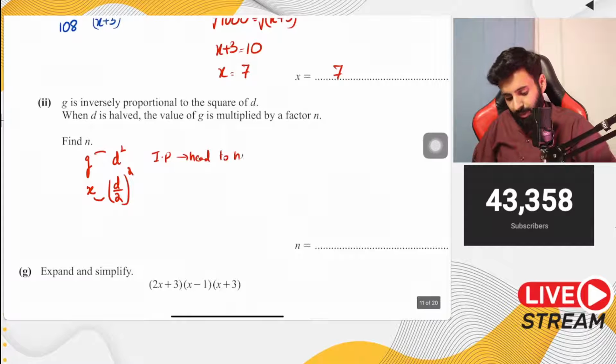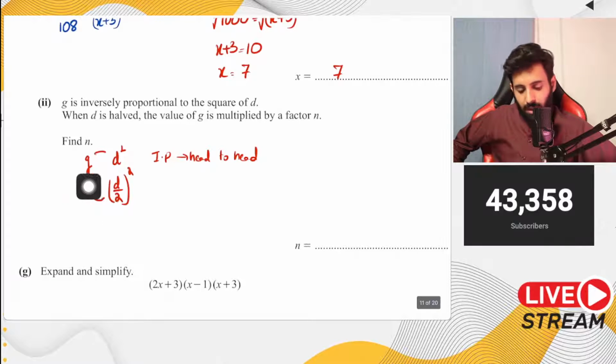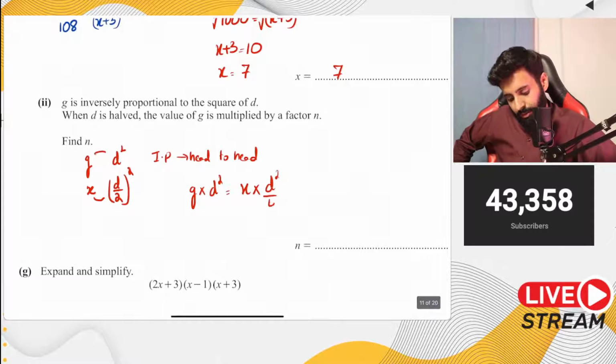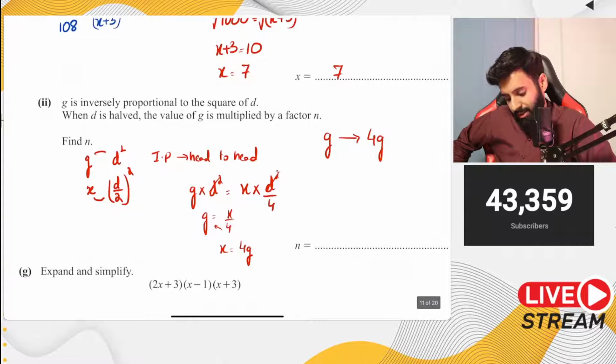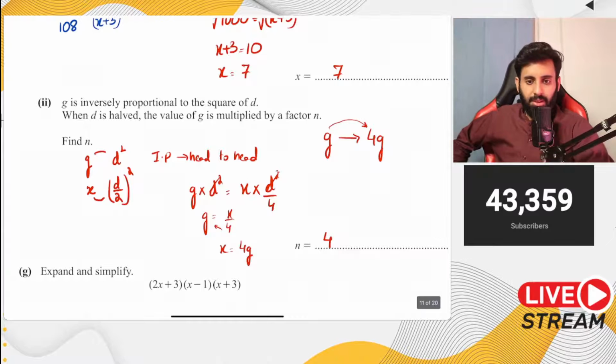So here's what we're doing. At a certain value of g, it's equal to d square. Now we need to find out what happens to the value of g when d is halved. If you multiply head to head, notice what happens. g into d square equals x into d square upon 4. d square and d square get cancelled out. g is equal to x upon 4. Now if you cross multiply, x equals 4g. Previously g was equal to g, now it's equal to 4g. So what has g been multiplied with? g has been multiplied by 4. There you go, that's your answer.